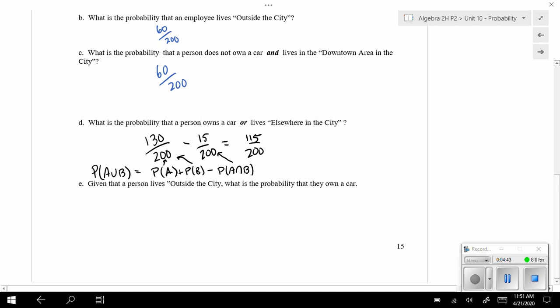All right, so this last one here is given that a person lives outside the city. So now we're talking about a conditional probability. And so given that a person lives outside the city, that's our condition. In probability notation, I could write that as the probability of something, where we haven't figured out what something is. And I'm going to use the letter O for outside the city.